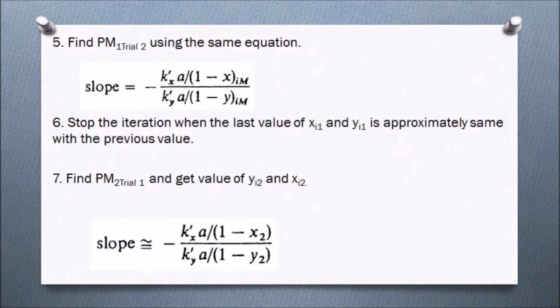Next, we need to find PM1 for trial 2 using the same equation. Then we can stop the iteration when the values of xi1 and yi1 are approximately the same as the previous values. And for PM2 trial 1, the same equation is used for finding yi2 and xi2.